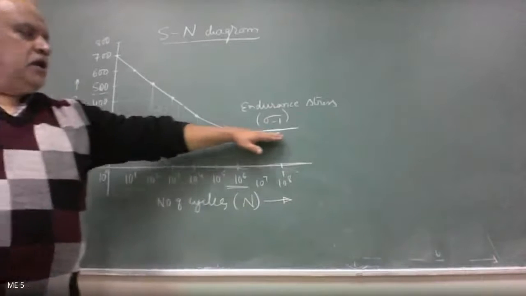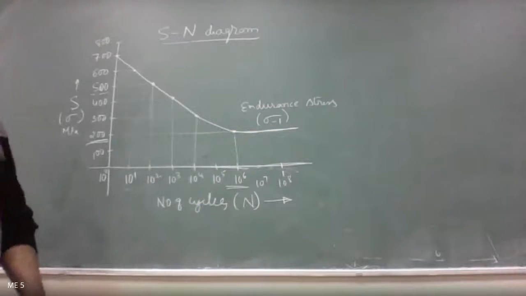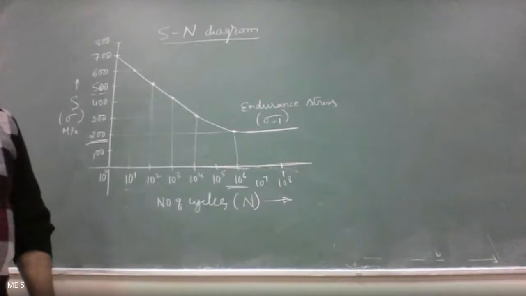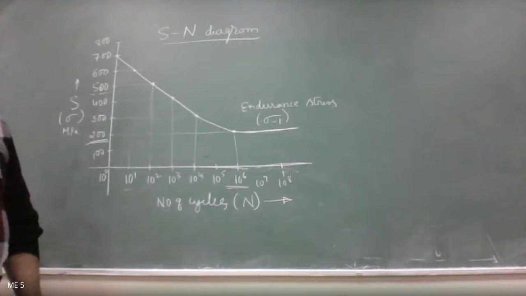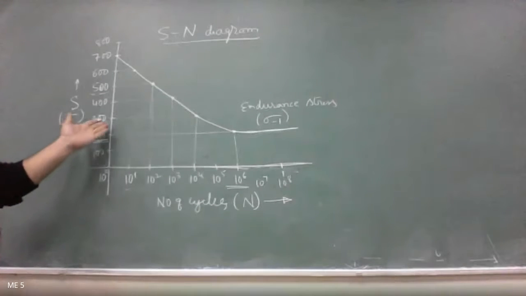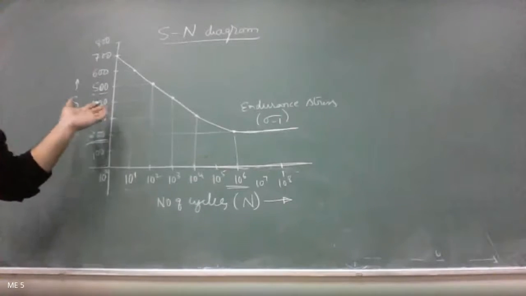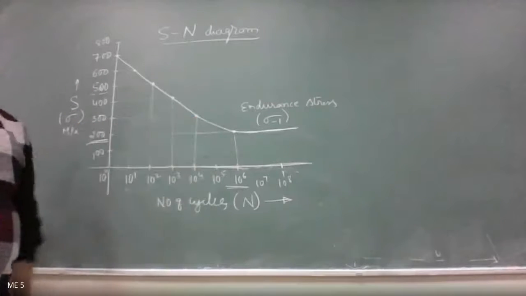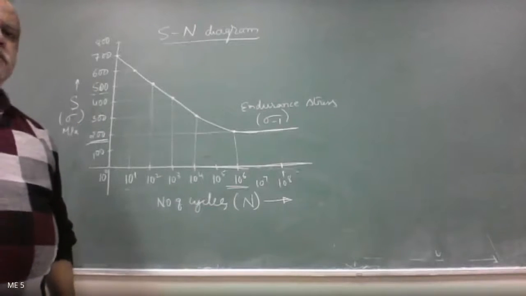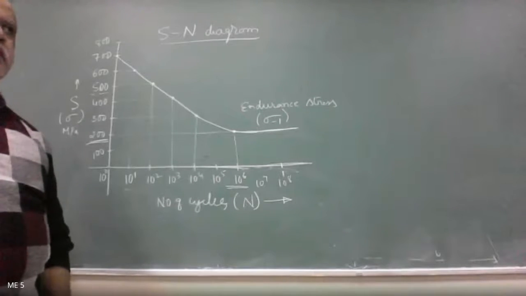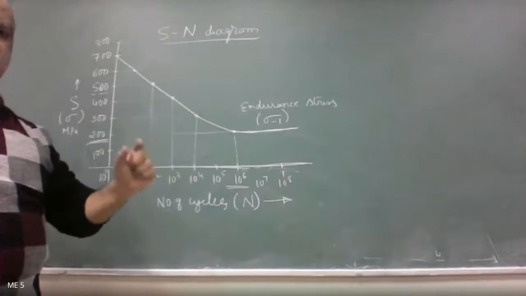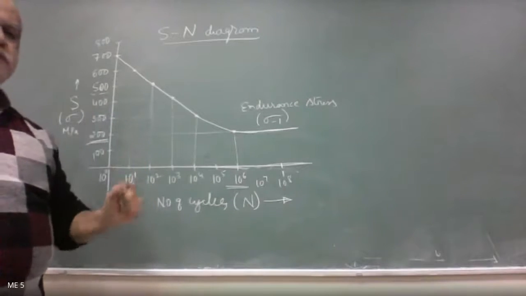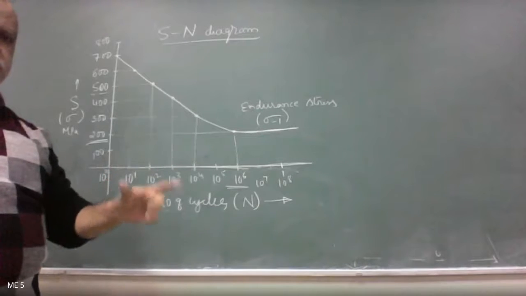This should be a parallel line here. So it can be 200 or 250 or 248 or 328, depending upon the type of material. We can find out the endurance stress by preparing specimens of 6 mm diameter, as we saw in the video yesterday.